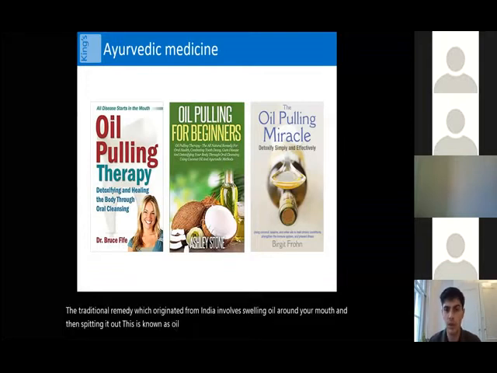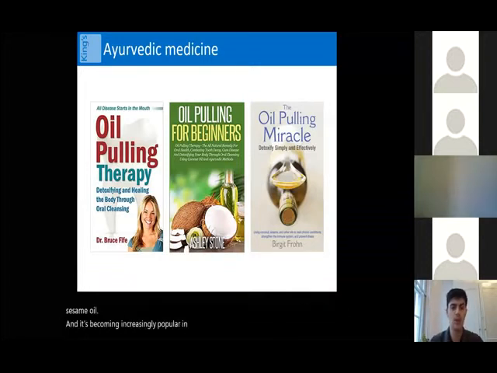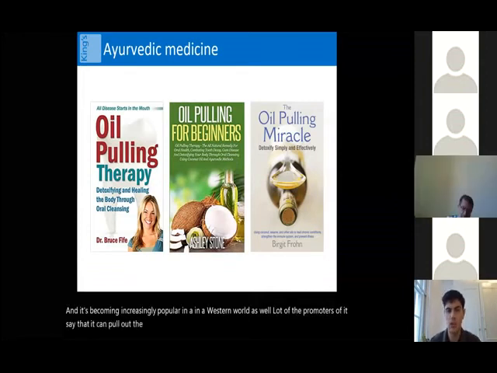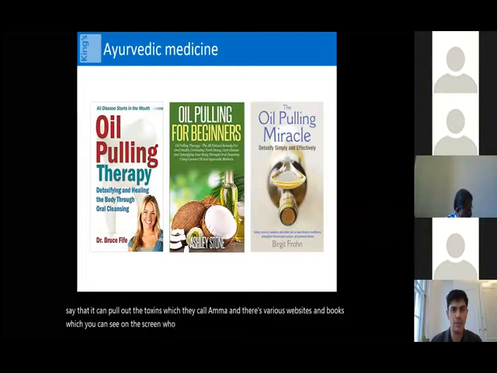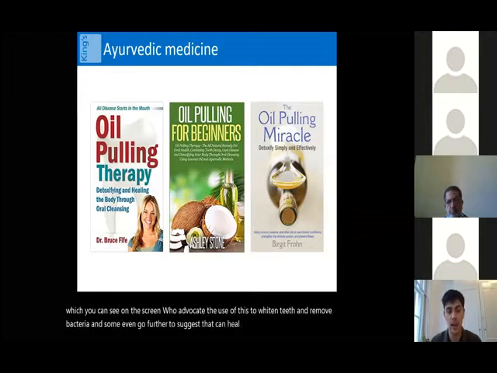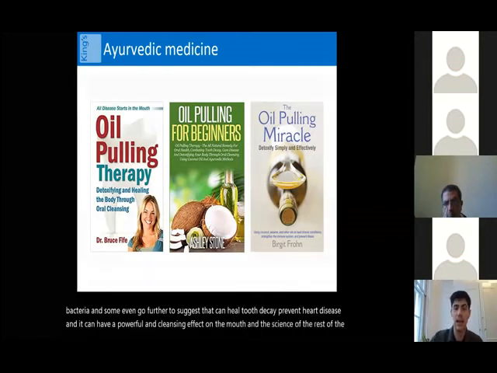It normally involves coconut oil, sunflower oil or sesame oil, and it's becoming increasingly popular in the Western world as well. A lot of the promoters say that it can pull out toxins, which they call AMA, and there are various websites and books, which you can see on the screen, that advocate its use to whiten teeth and remove bacteria. Some even go further to suggest that it can heal tooth decay, prevent heart disease, and have a powerful cleansing effect on the mouth, the sinuses and the rest of the body. Now, none of that is evidence-based.